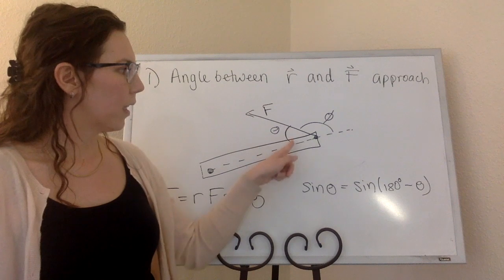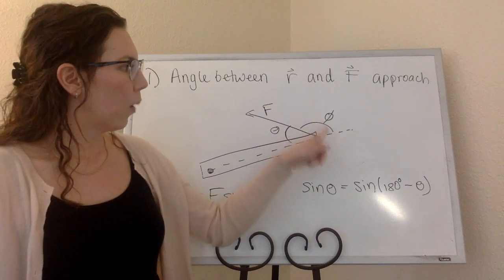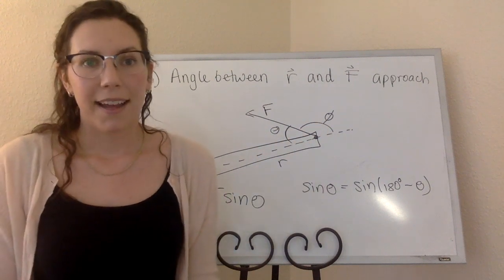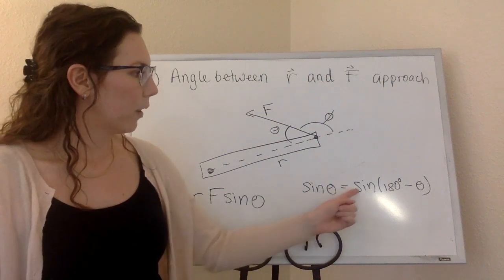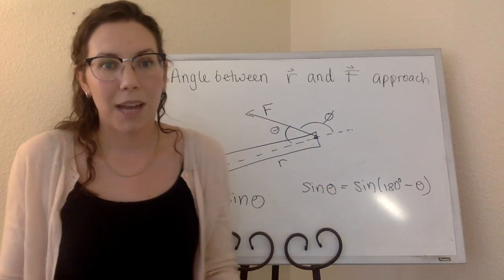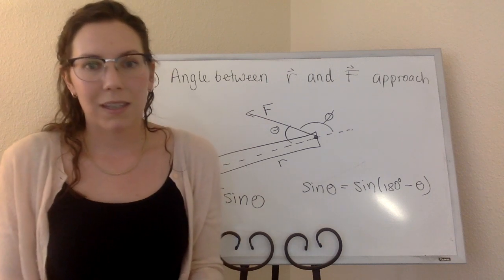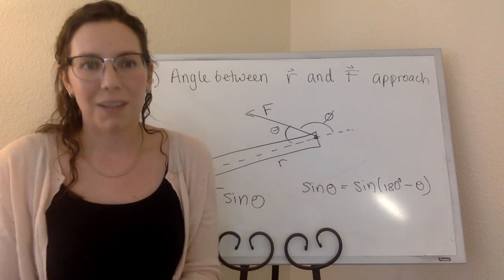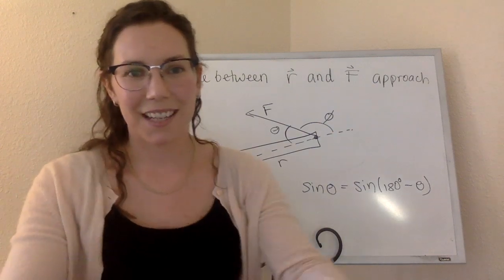So the angle here, we can use theta or phi. It can be this acute angle between R and F, or the obtuse angle on the other side. The reason is that sine of theta will equal sine of phi, or sine of 180 degrees minus theta. So sometimes one of them will be easier to see than the other, but you could always use either one. All right, let's look at the next method.